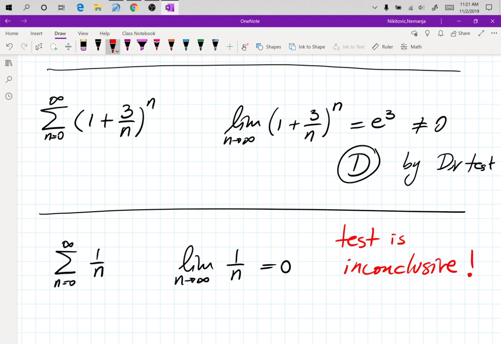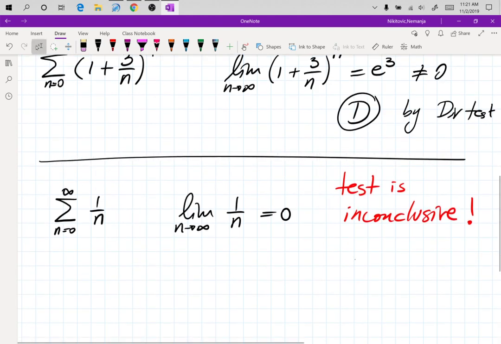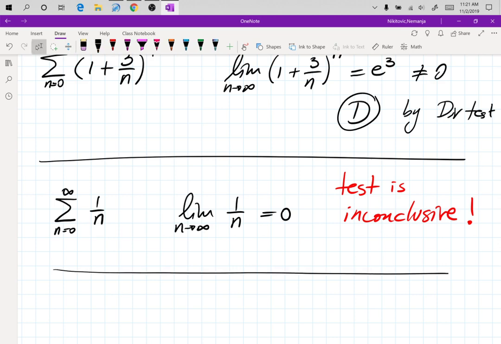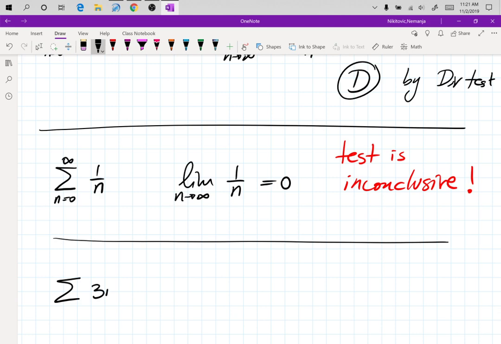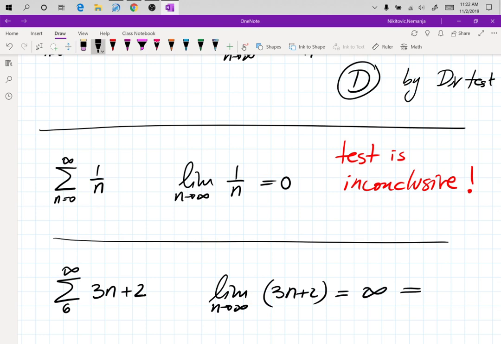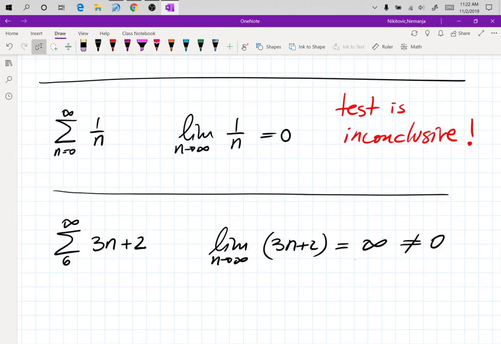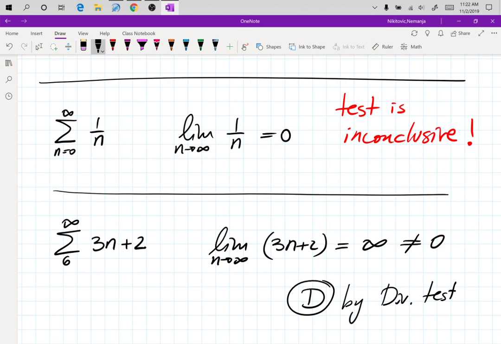So it's very important to understand the way the test works. You look at the limit of the sequence, and if the limit of the sequence is not 0, the series diverges automatically. That's all it is. I'll give one more example. Summation of 3n plus 2 going from 6 to infinity. The limit as n goes to infinity of 3n plus 2 is infinity, not 0, so it diverges by the divergence test. Done deal.